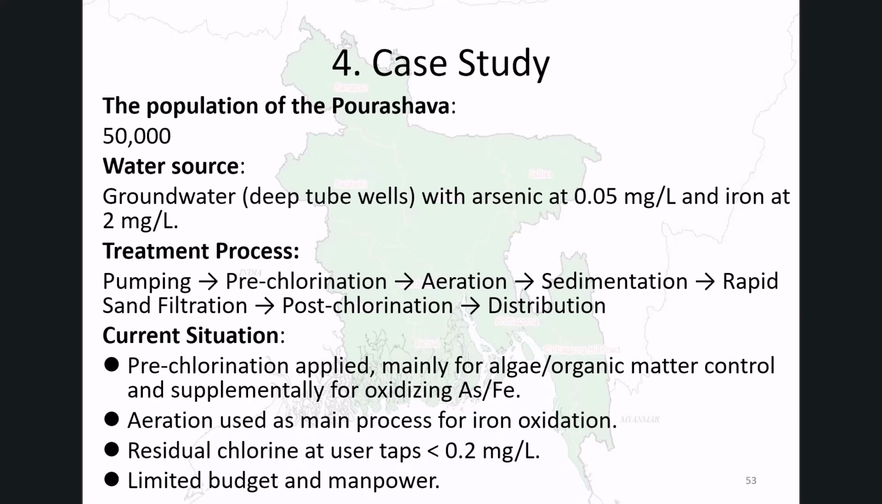The current situation is that pre-chlorination is mainly used to control algae and organic matter. Aeration supports iron oxidation and pre-chlorination is supplement for oxidizing arsenic and iron. Residual chlorine at the user's tap is often below 0.2 milligrams per liter. The plant operates with limited budget and manpower.